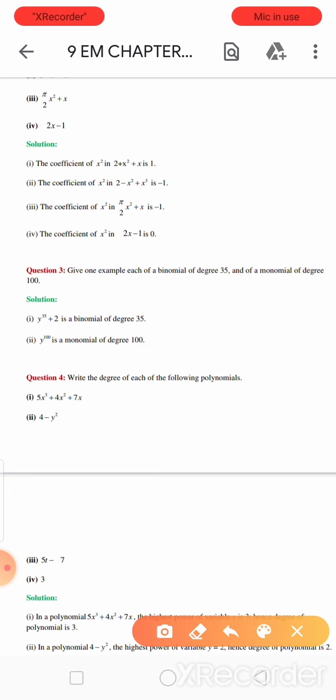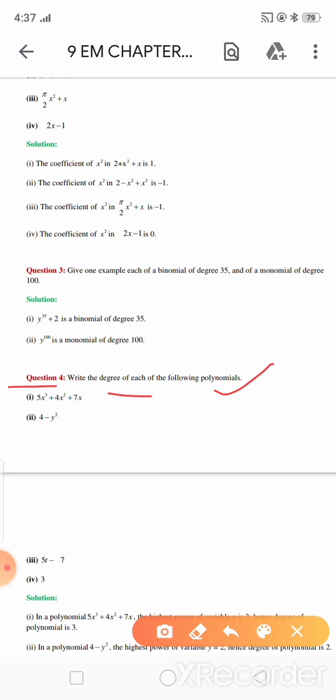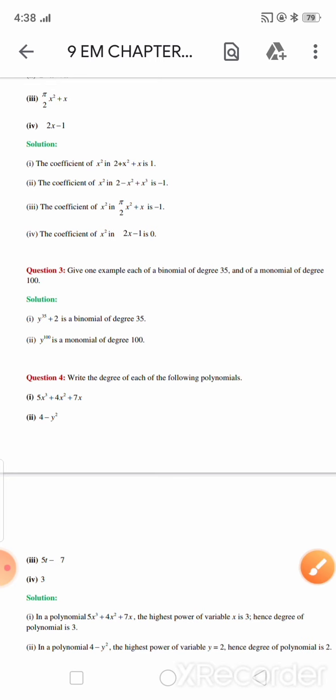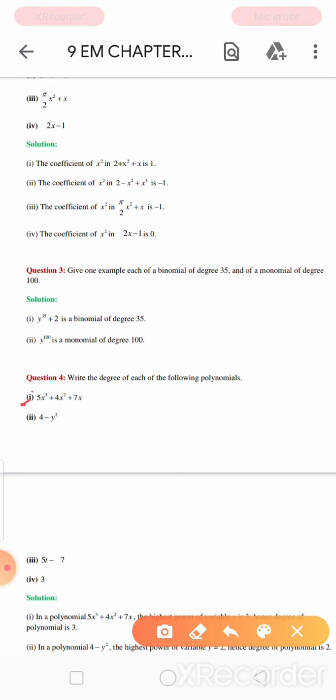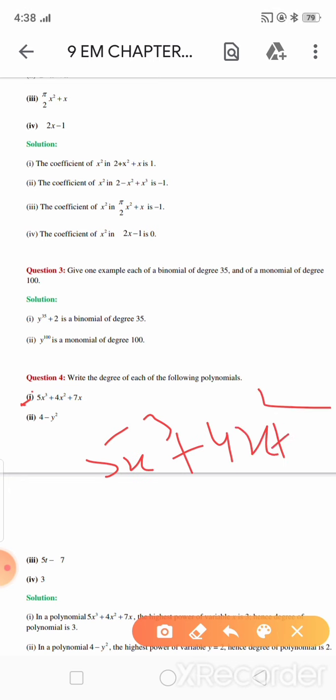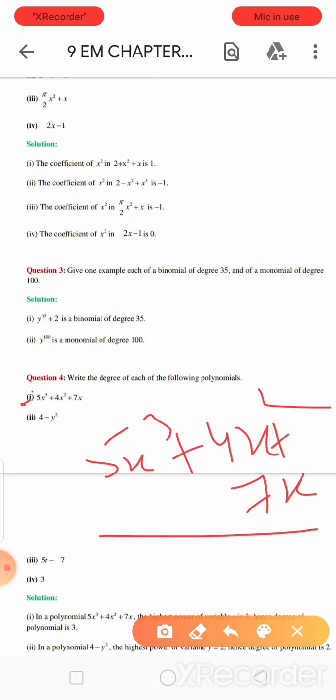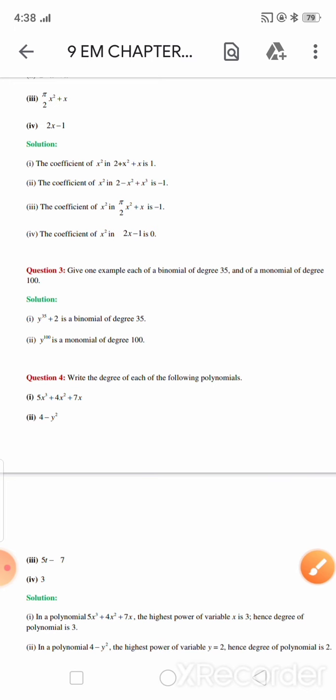Next, question number 4. Question number 4 is: write the degree of each of the following polynomials. We have to write the degree of the polynomial, meaning the highest degree of the expression given in the questions. So question number 1, our polynomial is 5x cube plus 4x square plus 7x. Here the polynomial has three terms, the variable is x, and the highest degree of the variable is 3, so we say the answer.